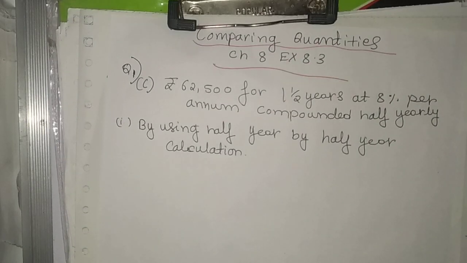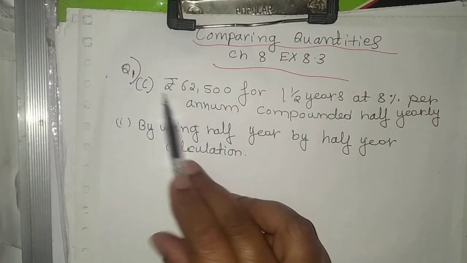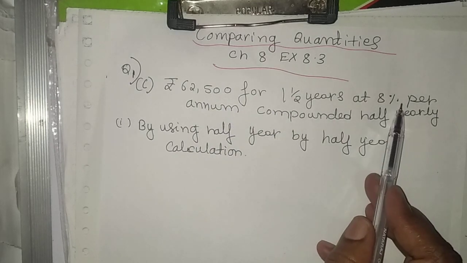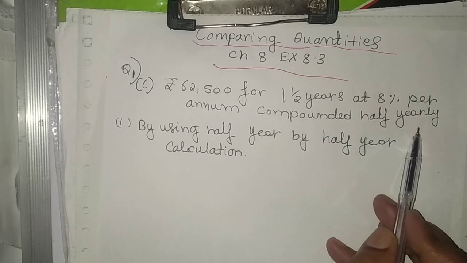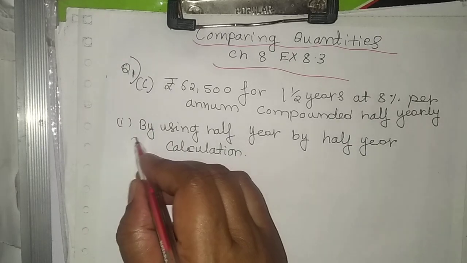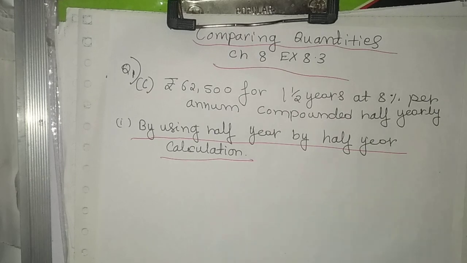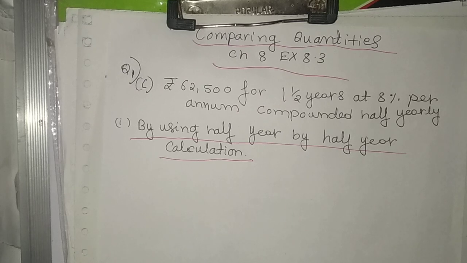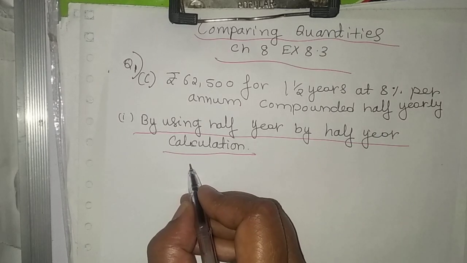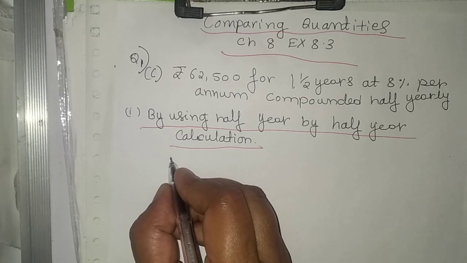So part C, the new problem in question 1, is rupees 62,500 for 1.5 years at 8% per annum, compounded half yearly. In the previous problems it was annually, now it is given as half yearly. So the first method is by using half year by half year calculation. In the previous problem we used year by year calculation, but here it is half year by half year calculation.